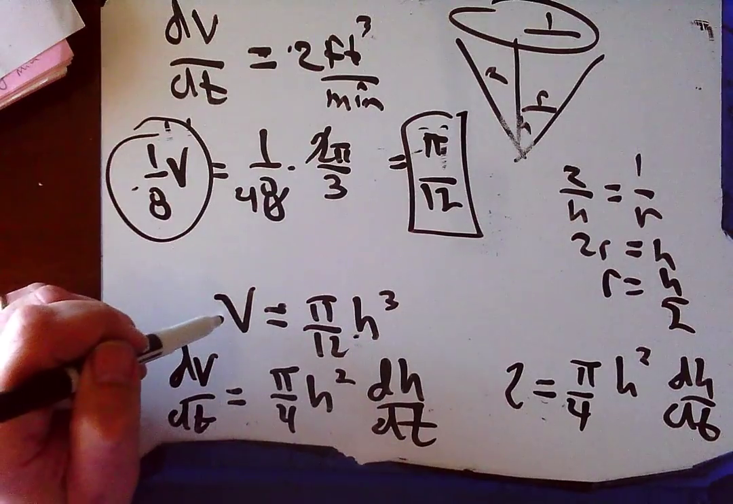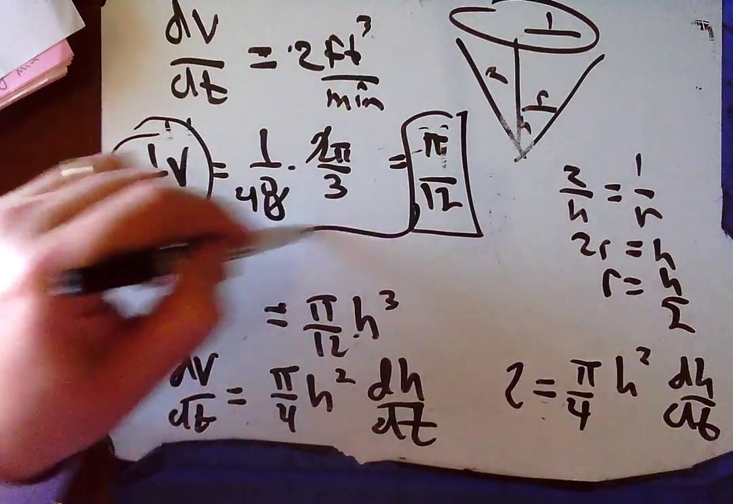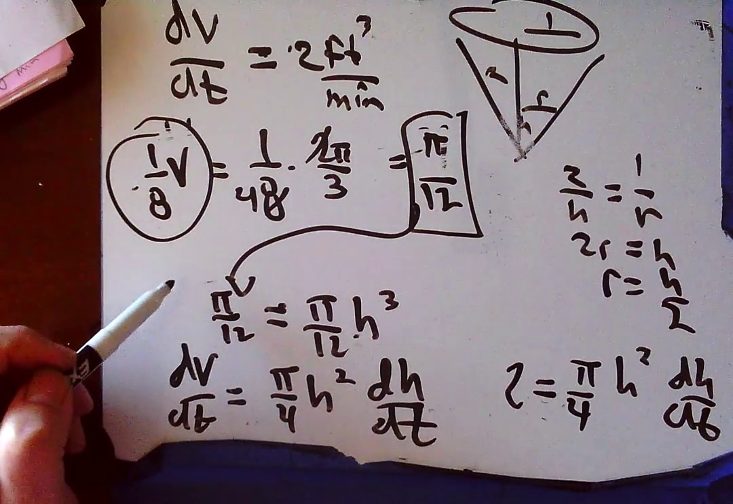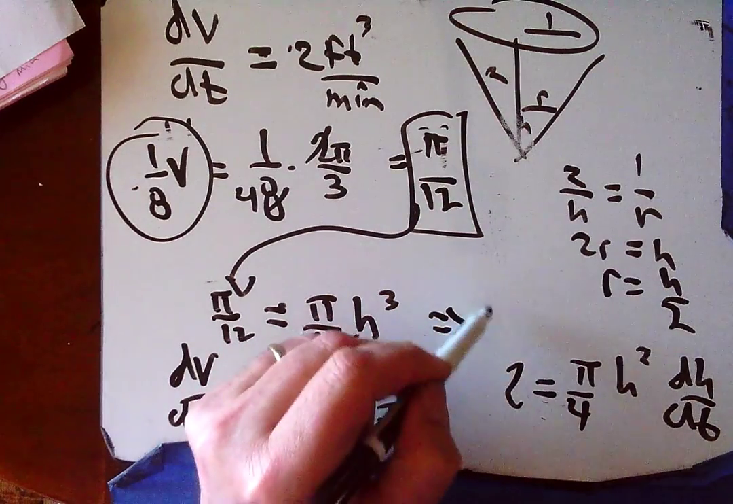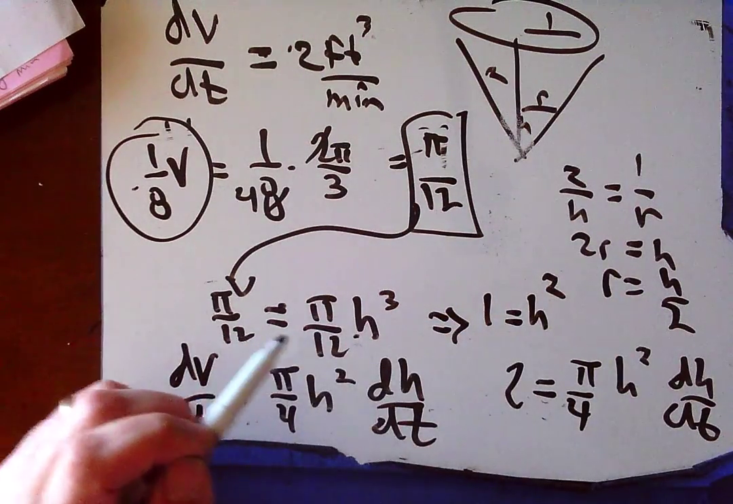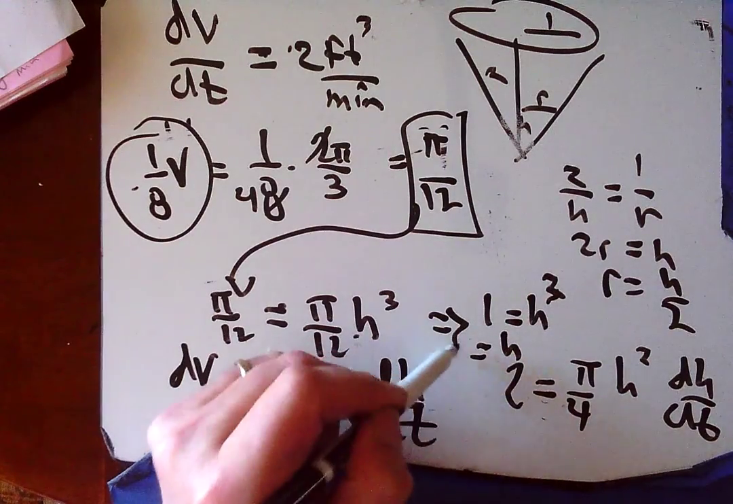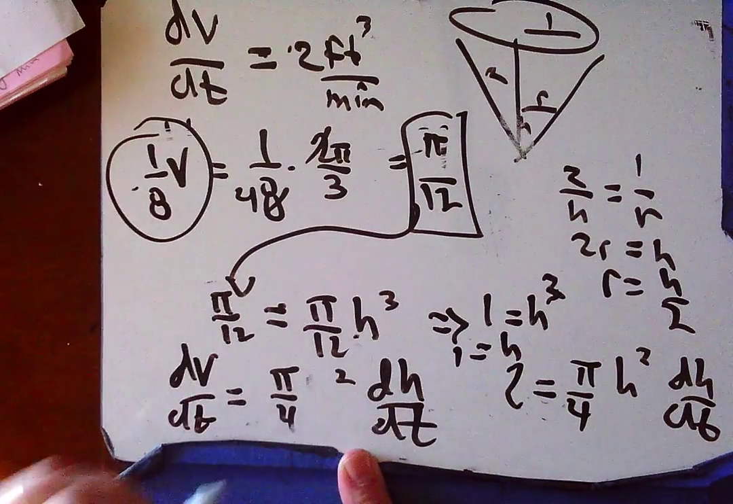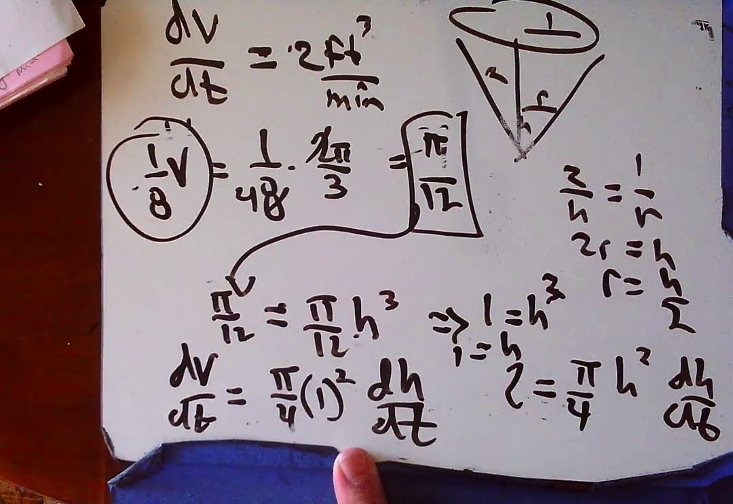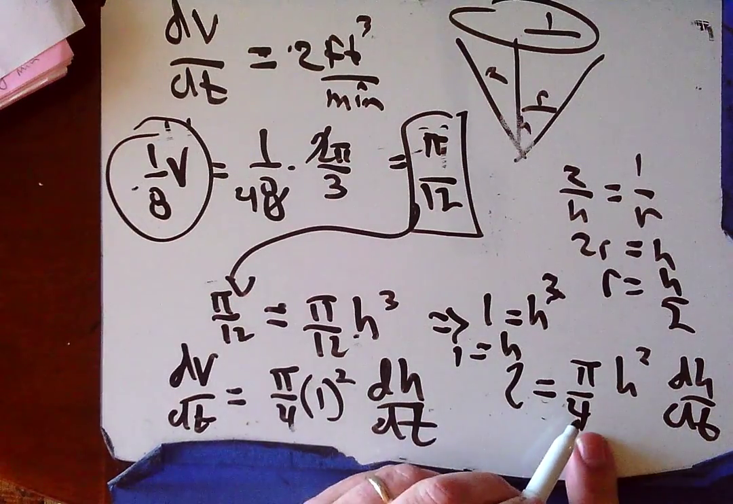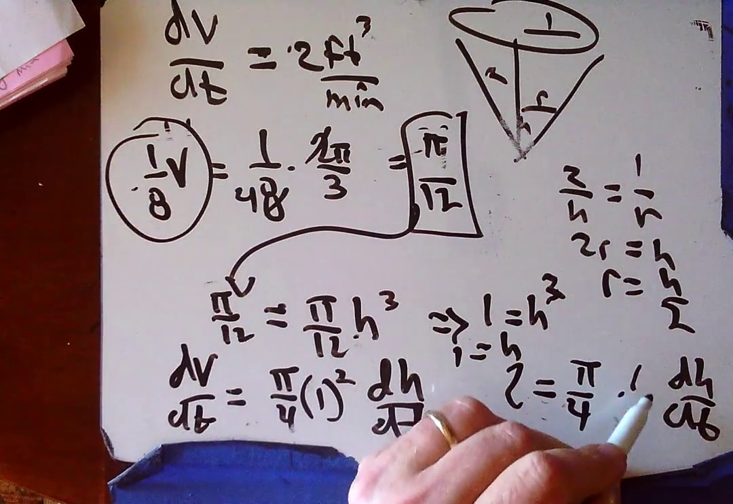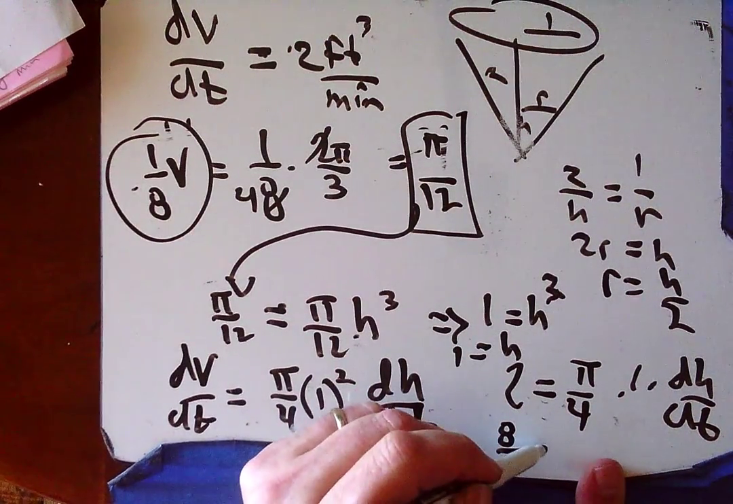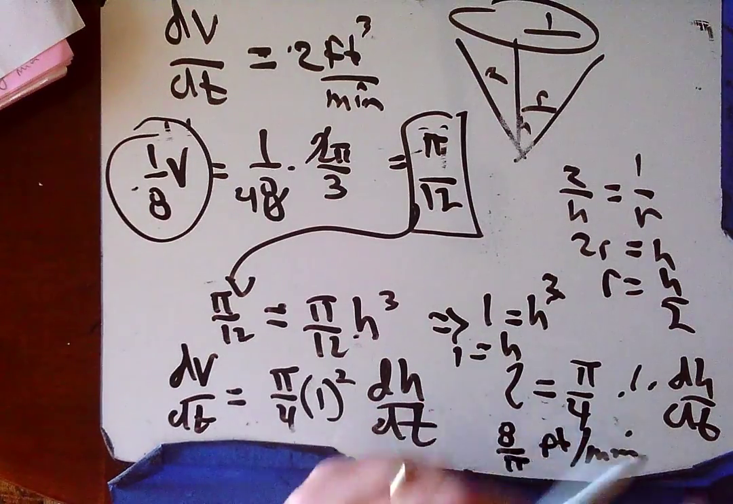So I'm going to take this volume here and replace it with pi over 12. If I multiply both sides by 12 over pi, I end up then with 1 equals h cubed. And so I know h equals 1. Aha! So down here in my derivative, h equals 1. So if this is 2 and we've got pi over 4 times 1 times dh/dt, my answer is going to be 8 over pi, and these are feet per minute.